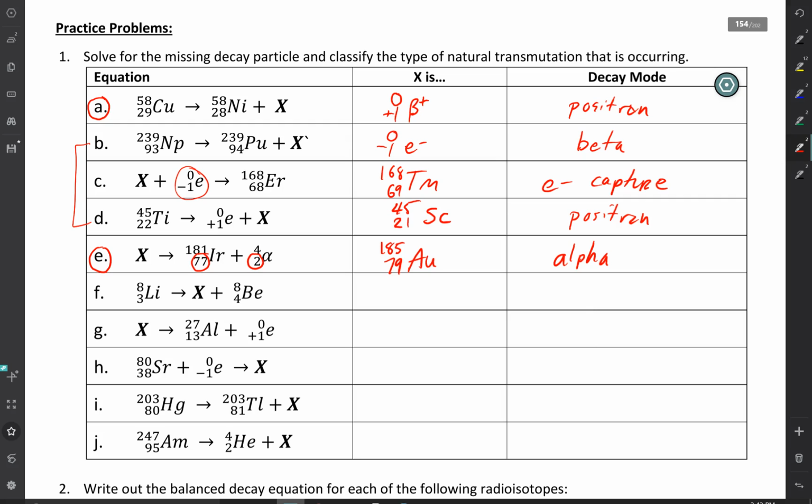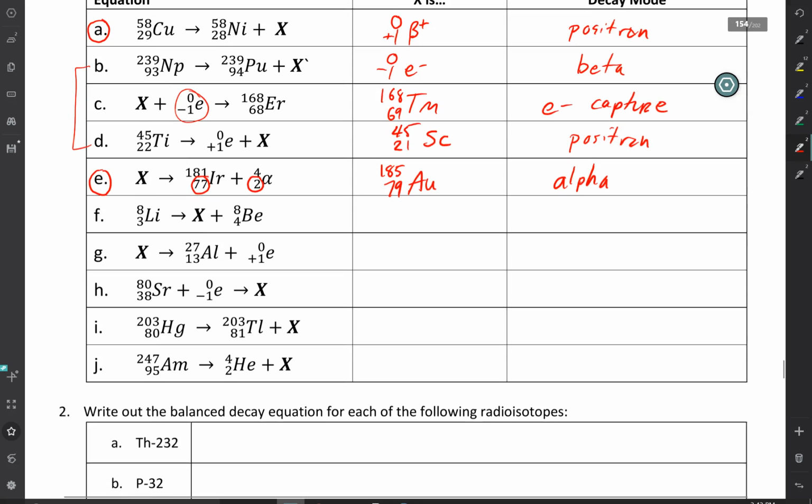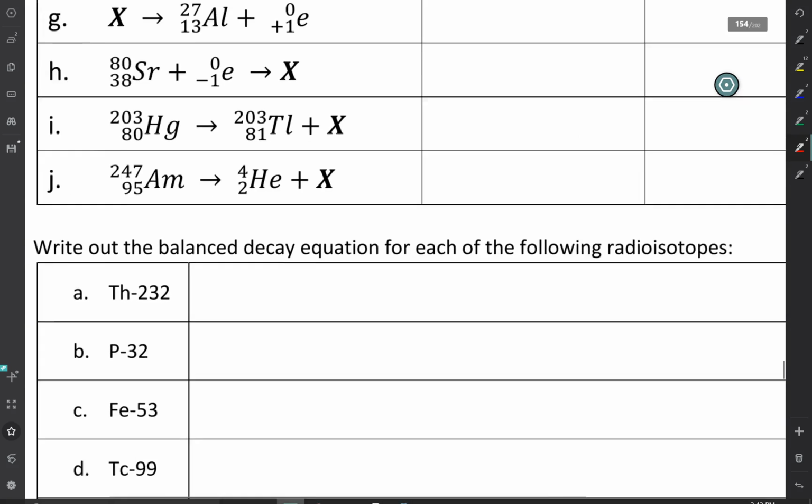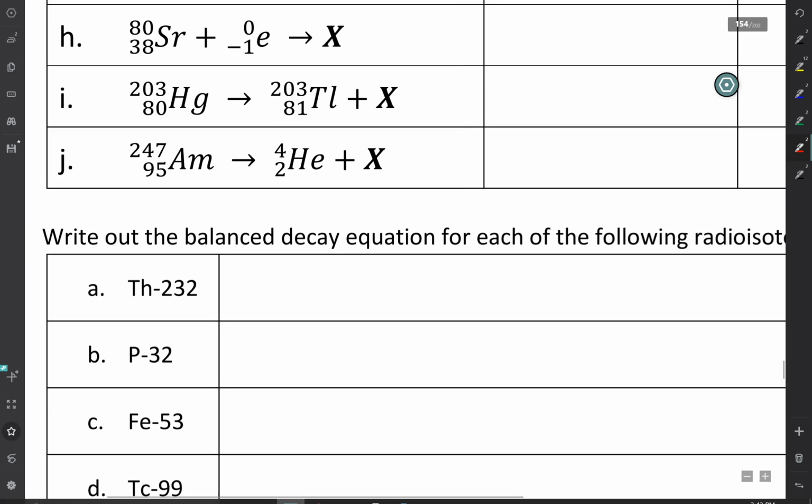And finally, with letter D, we have positron decay again. And our new nucleus produced, I should say, is scandium-45. All right, so that's it as far as trying to solve for X. The most complicated ones that I can give you are where you've got to write the full equation. So for these last type, you're going to try to write out the balanced decay equation for each radioisotope. If you look, you don't really have much information at all. We've got thorium-232, so I'm just going to start by writing that information down.